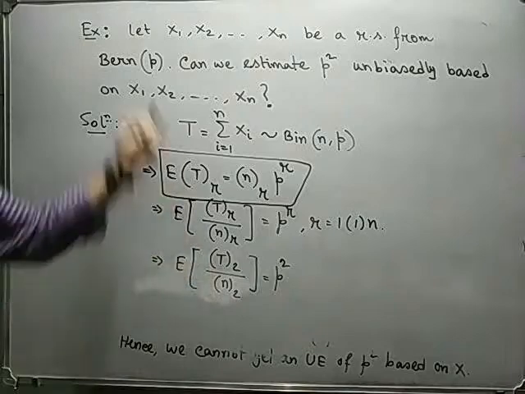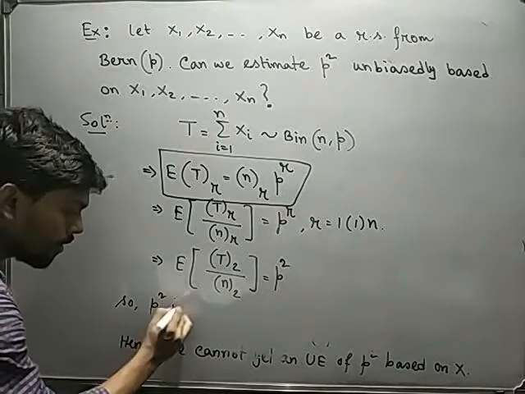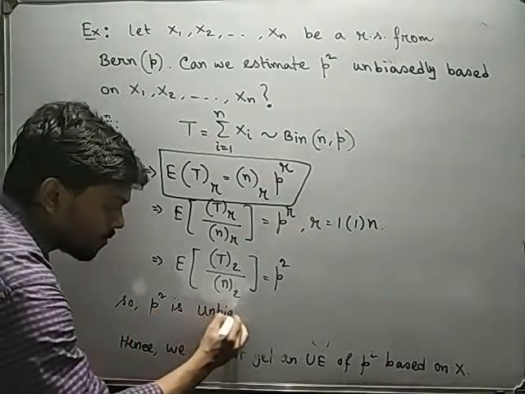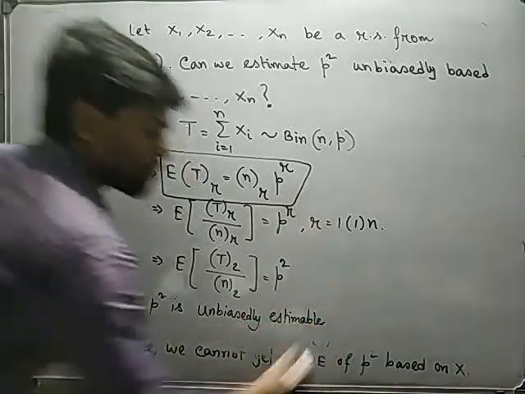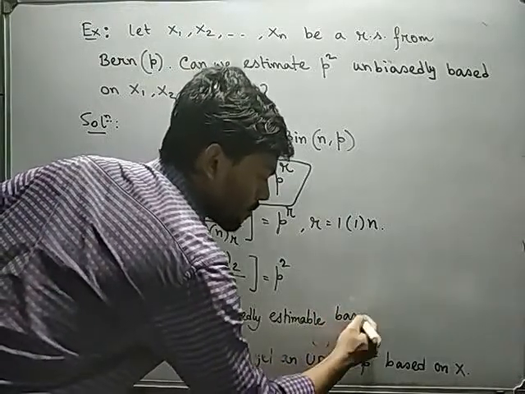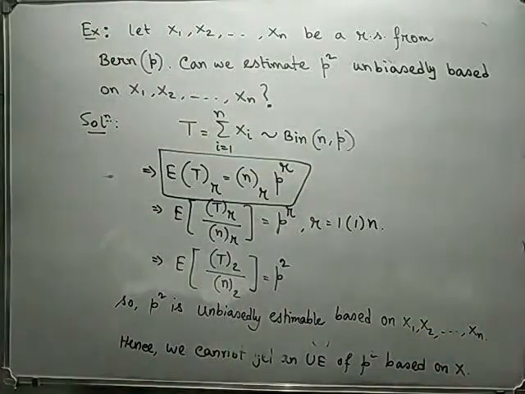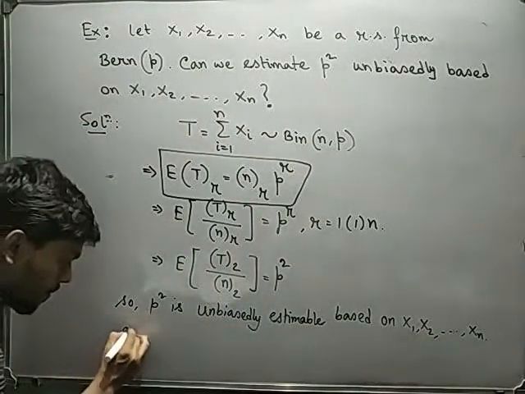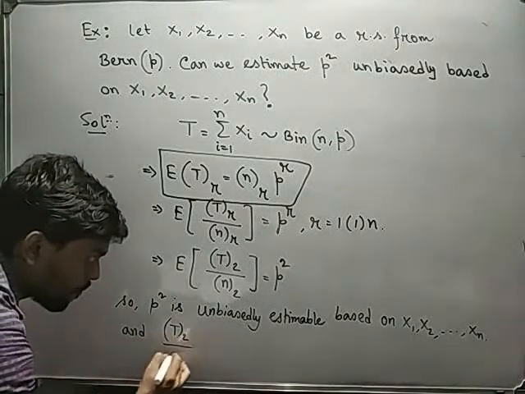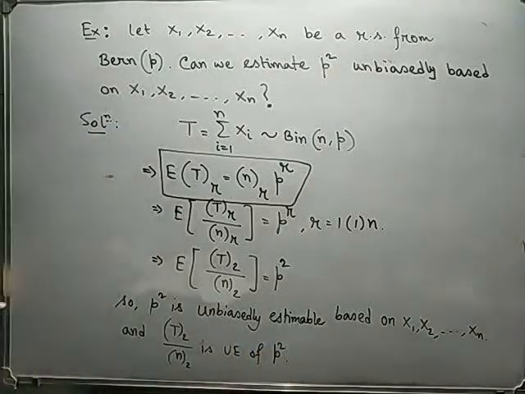That means this is a function of these random samples. So p square is unbiasedly estimable based on x1, x2, ..., xn, and TP2 by NP2 is the unbiased estimator of p square.